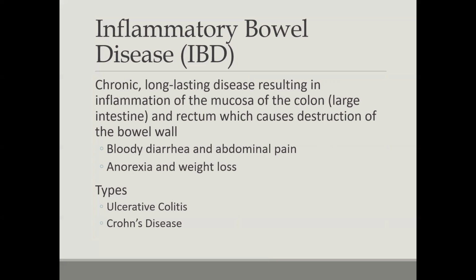Bloody diarrhea and abdominal pain are symptoms, as well as anorexia and weight loss. And there are two different types. You can have ulcerative colitis or you can have Crohn's disease, and we'll break those two down.